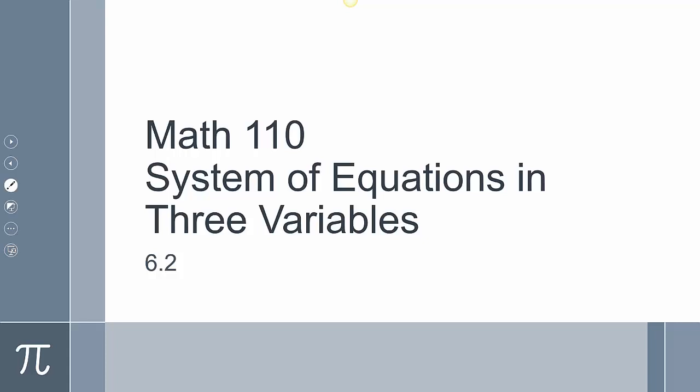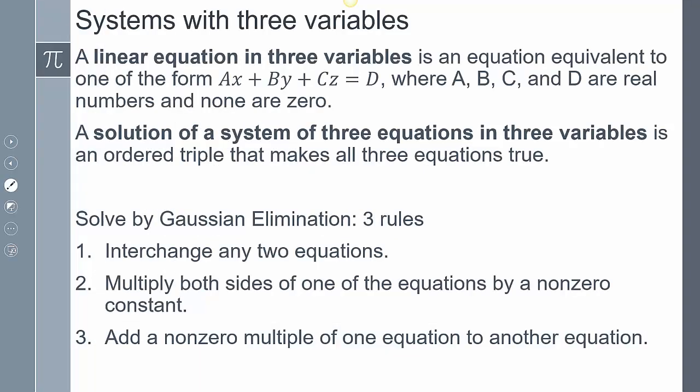Math 110, System of Equations in 3 Variables, Section 6.2. Now, a linear equation in 3 variables is an equation equivalent to one of the forms ax plus by plus cz equals d, where a, b, c, and d are real numbers and none are 0.